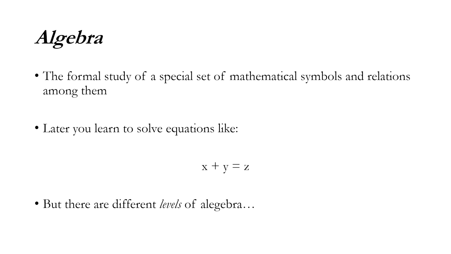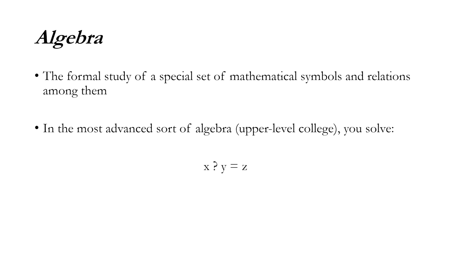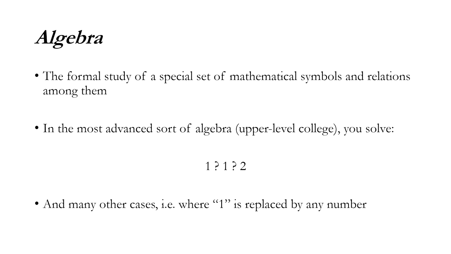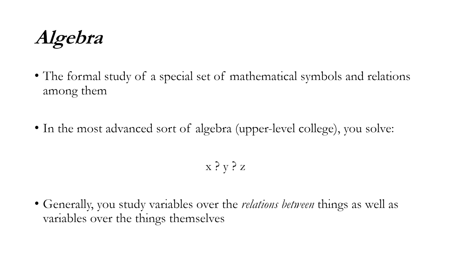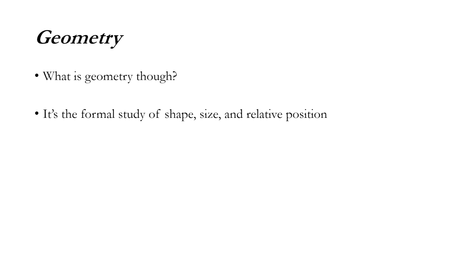In the most advanced sort of algebra, which you get exposed to in upper level college, you solve equations not just that look like this, but which also abstract over the relations among numbers. So for instance, you might solve things that look like this, or you might fix on particular numbers, systems that look like this. And in many other cases where one could be replaced by any number. Generally speaking, you study variables over relations between things as well as the variables over the things themselves. This is like high-level abstraction. Okay, that's a brief overview of what algebra is. What's geometry?